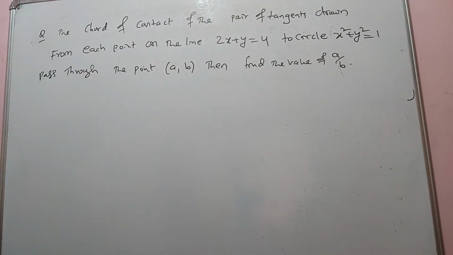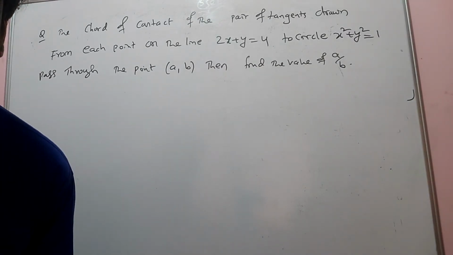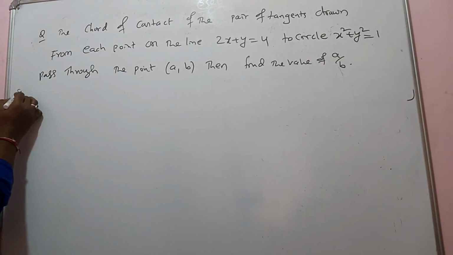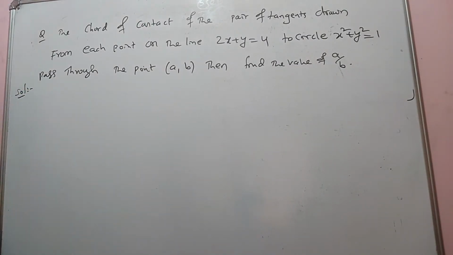So the question is: the chord of contact of the pair of tangents drawn from each point on this line 2x plus y is equal to 4 to the circle x square plus y square is equal to 1 passes through the point a comma b, then find the value of a by b. Did you understand this question here? Let us solve this question. So let me explain this question.